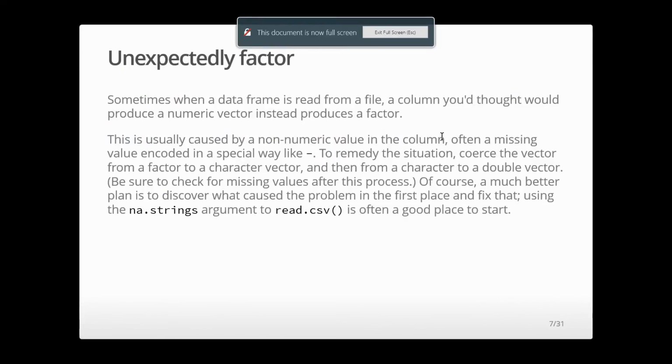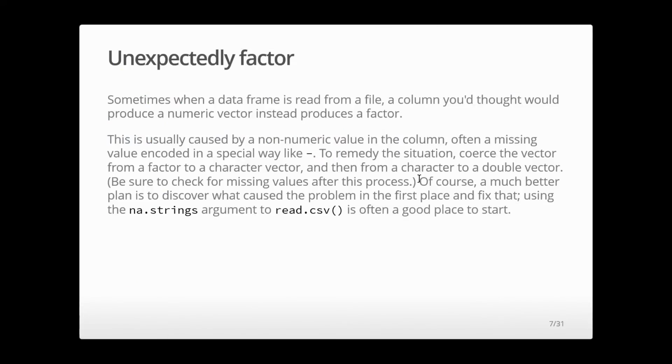All right, and it says, of course, a much better plan is to discover what caused the problem in the first place, and use that as the na.strings argument in read.csv. So when you're using your read.table or read.csv, there is an option to indicate that if you see this symbol in there, use that as the symbol for missing value. Okay.